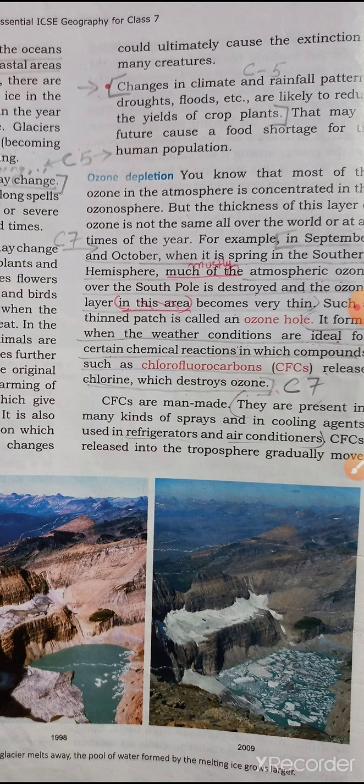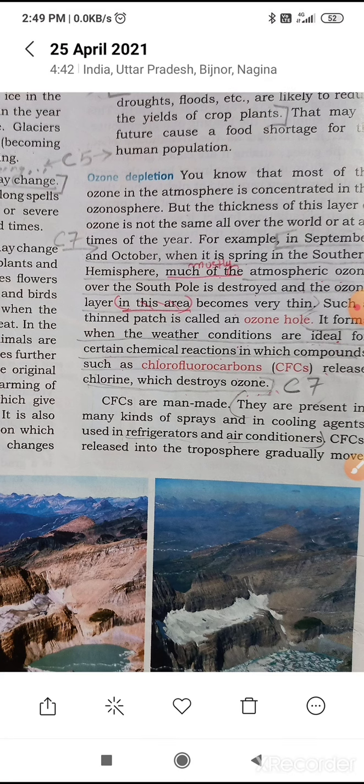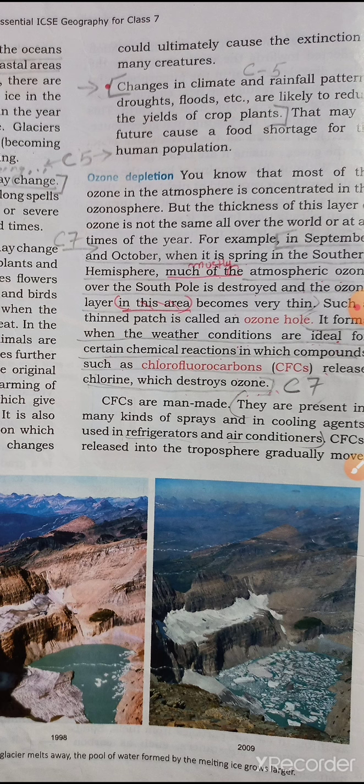Next is ozone depletion. First of all, we have discussed in the previous video the layers of the atmosphere. In that, we have discussed the ozonosphere. Ozone protects us by absorbing the harmful ultraviolet rays of the sun. So we have discussed this previously, and we know that the thickness of this layer is not the same, because all over the world there is a different level.